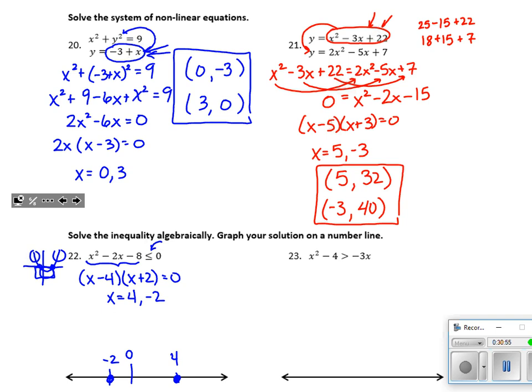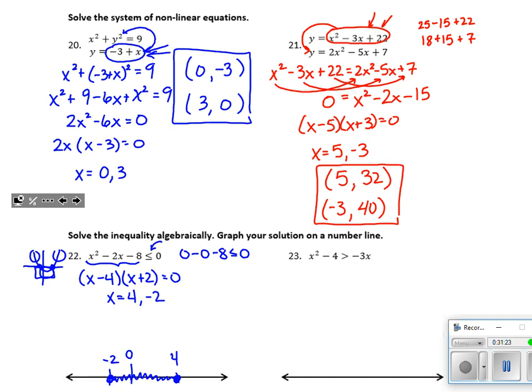If it's true, then I will do my shading there. If it's not, then I'll do my shading on the outside. If I plug in a 0, 0 squared is 0, minus 2 times 0, 0, minus 8. Is that total less than or equal to 0? Yes, it is. So my solution set is all values of x in between those. 0 worked, so that's where I shade.